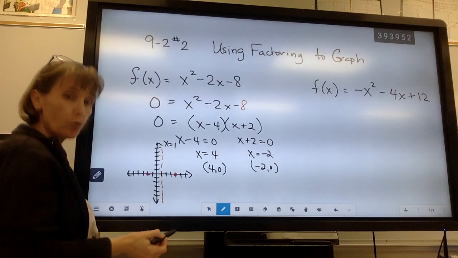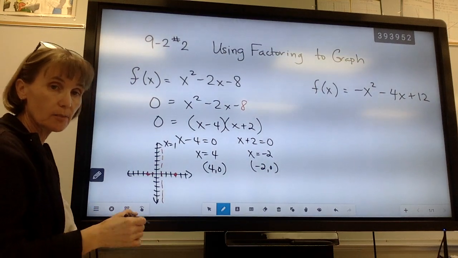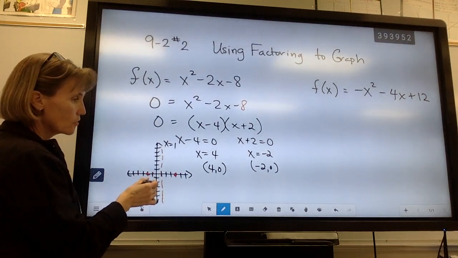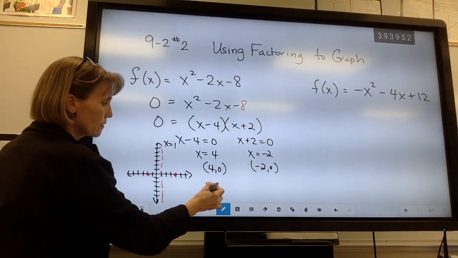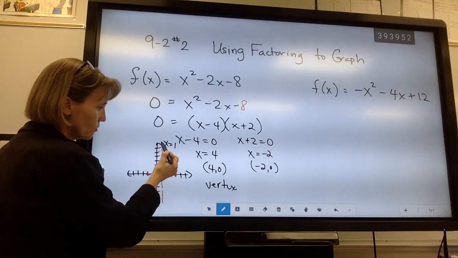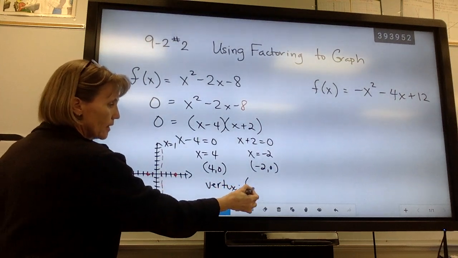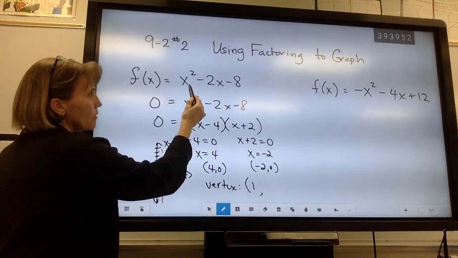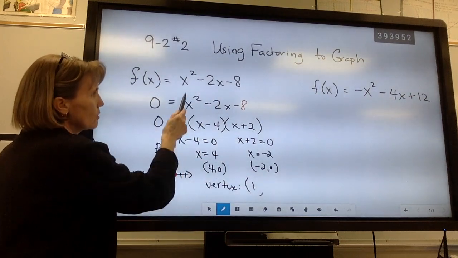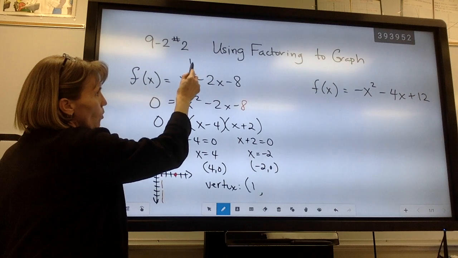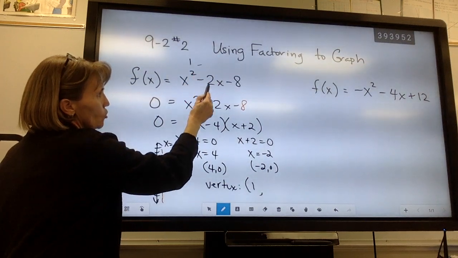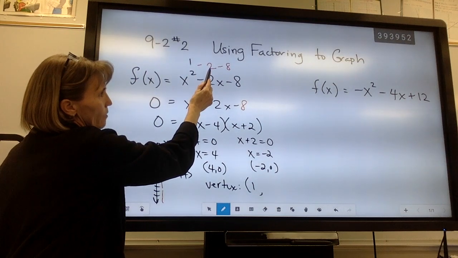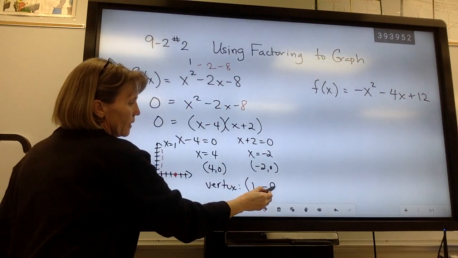Okay, and the other thing I know is that the vertex is a point that I need, and the vertex lies on the axis of symmetry. So I know the vertex, since the axis of symmetry is at 1, I know the vertex has to have an x value of 1. And if I plug it into the equation, it'll tell me what the function value is. So 1 squared is 1, minus 2 times 1, minus 8. 1 minus 2 is a negative 1, minus 8, I get a negative 9.